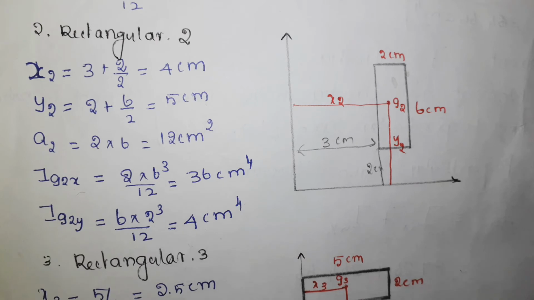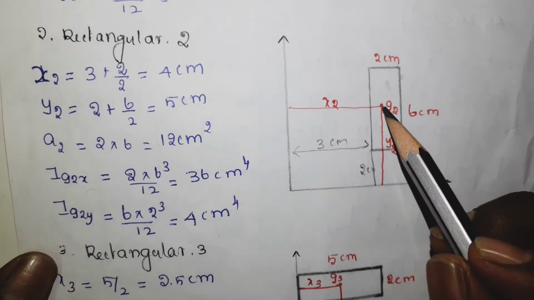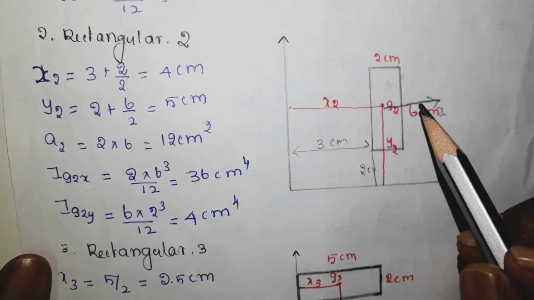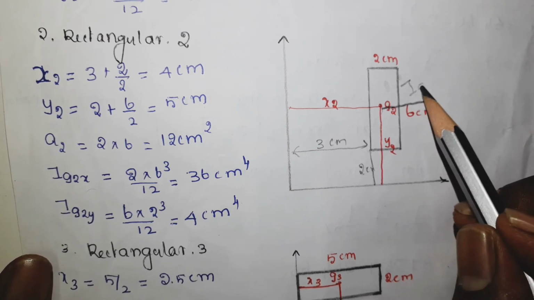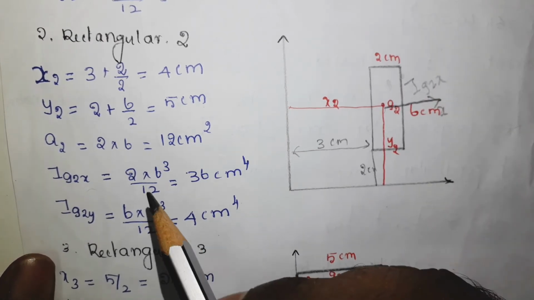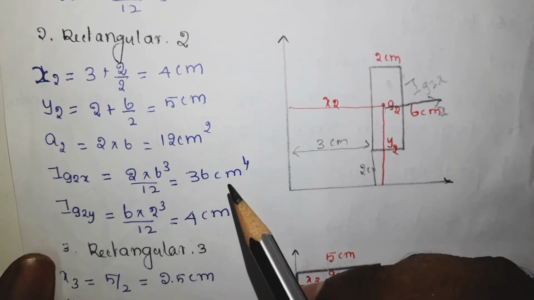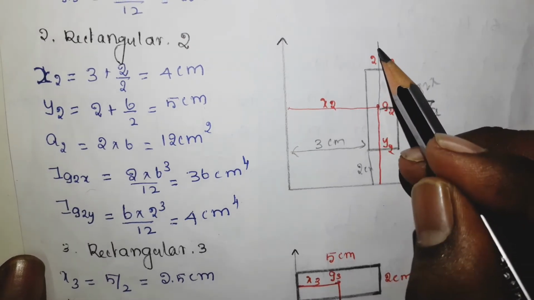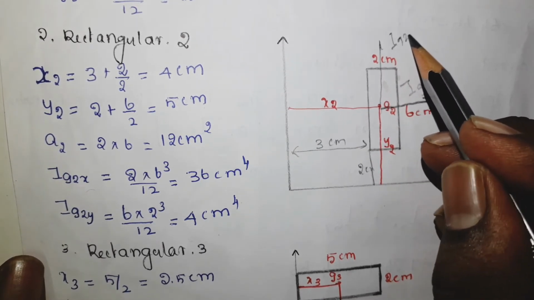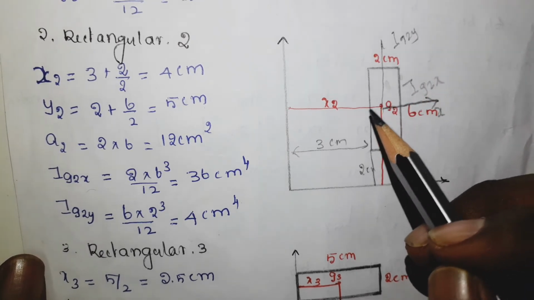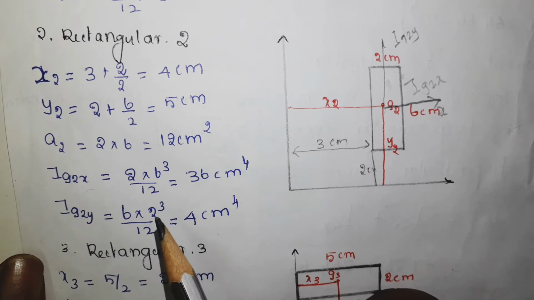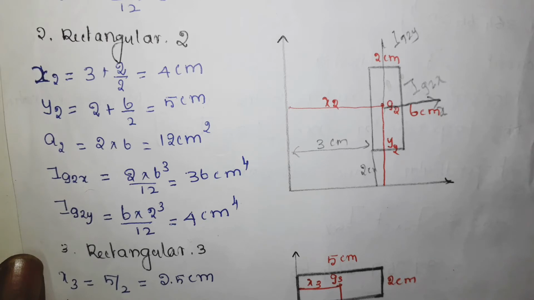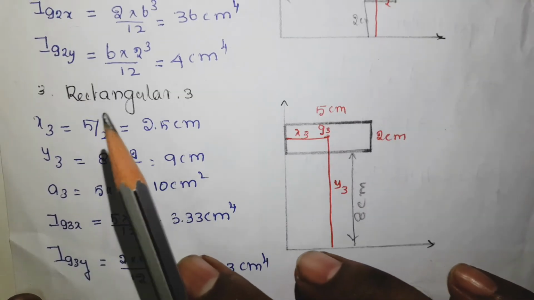Again IG2x, which is nothing but the axis passing through this G2. So you have to find the moment of inertia with respect to this one. Formula is b d cube by 12, 36 centimeter to the power 4. Similarly, IG2y, which is nothing but the axis passing through this one. You have to find the area moment of inertia with respect to this one also. Formula is d b cube divided by 12. Substitute the values, you will get the answer as 4 centimeter to the power 4. Similarly, you have to find for the rectangle 3 also.